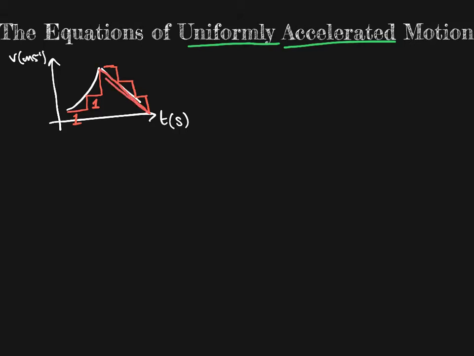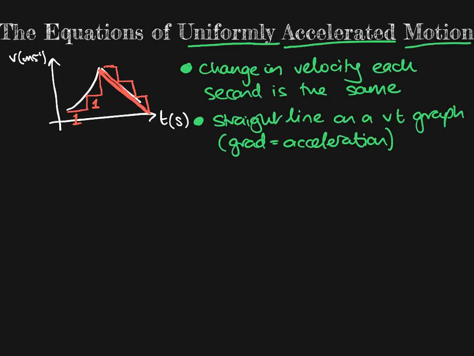So what we're looking for on a VT graph is a straight line. The equations we're going to look at, the equations of uniformly accelerated motion, describe a period of time during which the change in velocity every second is always the same. And that on a VT graph looks like a straight line section. So these equations are only true for a section of time on which the acceleration remains constant. The VT graph has a straight line.